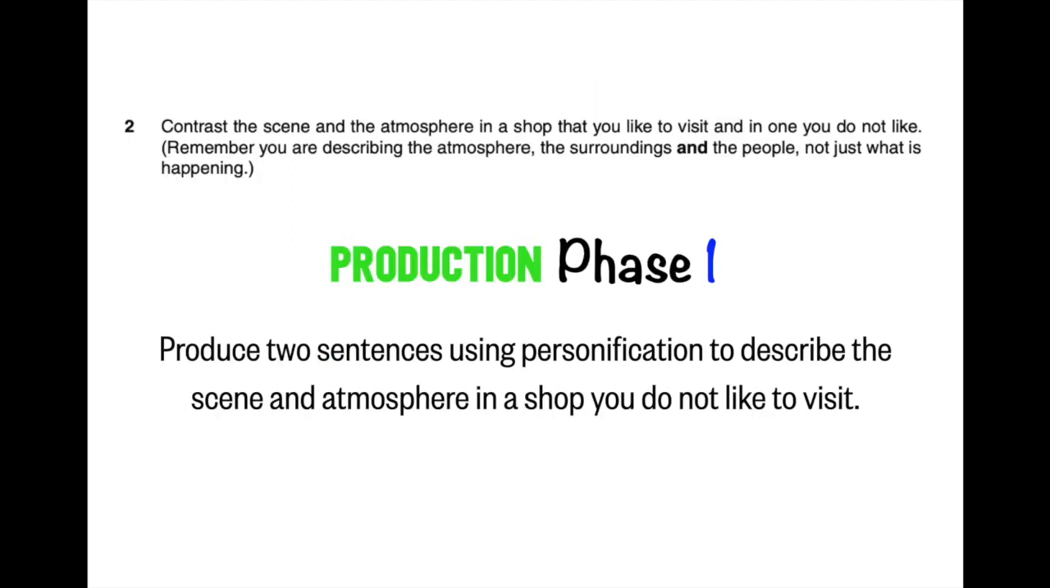So let's move on to production phase number 1. Your task is to produce 2 sentences using personification to describe the scene and atmosphere in a shop that you do not like to visit. You can use the examples in the previous slide. Please pause the video and do that now. 3, 2, 1. Have you done that?